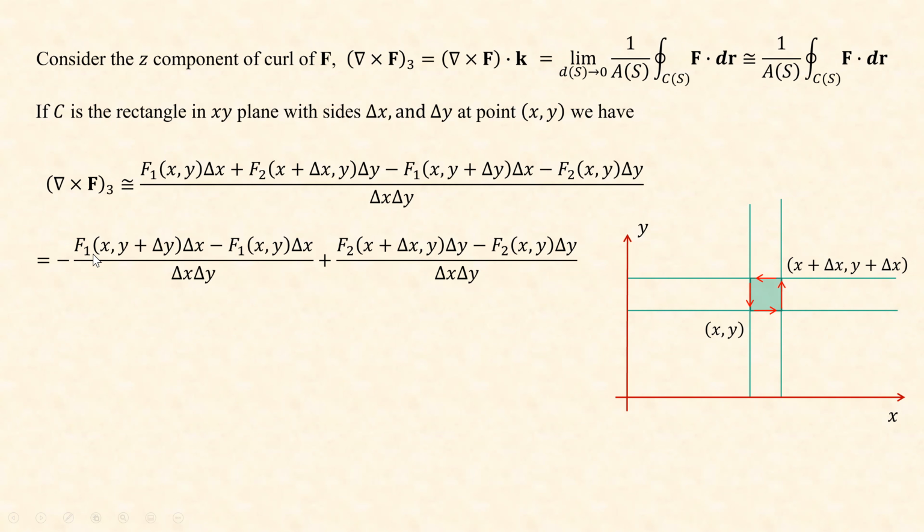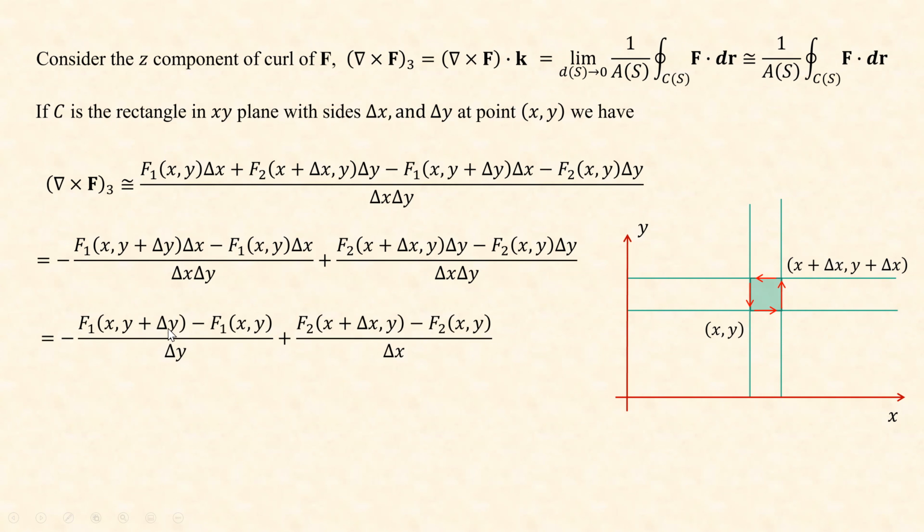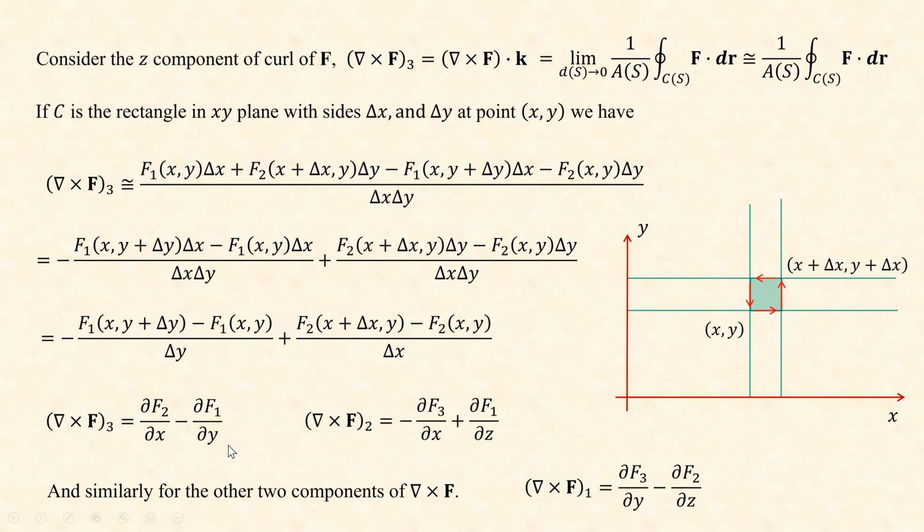So what we get here is f1 of x and y plus delta y minus f1 at x and y divided by delta y. This becomes f2 at x plus delta x and y minus f2 at x and y over delta x. And see this delta x here, delta y here. And then if you set delta y and delta x going to 0, this will be the partial derivative of f2 with respect to x, right? And this one becomes negative partial derivative of f1 with respect to y, right? So it becomes like that. As you see, it's the curl of f in the third component, which is the z component, is this, which is the value that we expect.